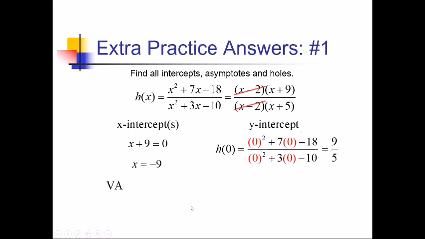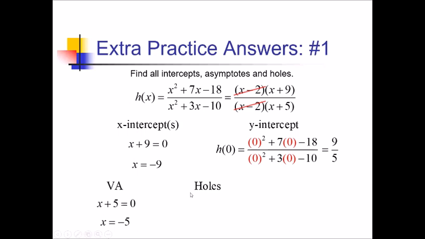Next, for vertical asymptotes, that's going to be whatever zeroes out the simplified denominator. It's an undefined we can't get rid of. This x plus 5, if we make that 0, that's going to give us a vertical asymptote. So x equals negative 5 is our vertical asymptote.